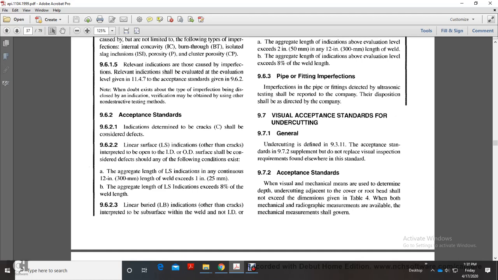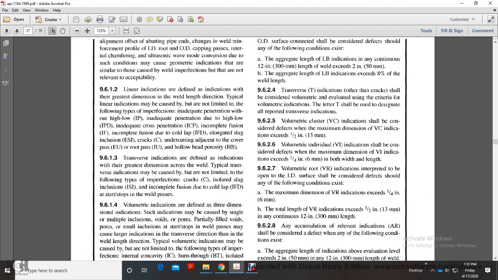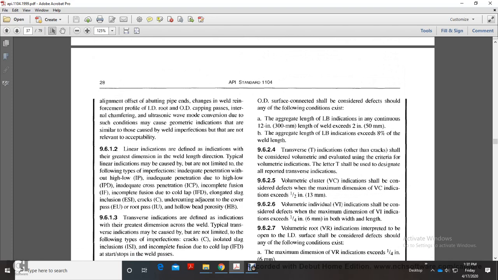Linear surface indications other than cracks, interpreted to be open to the inside or outside diameter surface, shall be considered defects should any of the following conditions exist: the aggregated length of the linear surface indications in any continuous 12-inch length of the weld exceeds 1 inch, or the aggregated length exceeds 8% of the weld length. Linear buried indications other than cracks, interpreted to be subsurface and not connected to the inside or outside diameter surface, shall be considered defects should any of the following conditions exist: the aggregated length of linear buried indications in any continuous 12-inch length of weld exceeds 2 inches, or the aggregated length of linear buried indications exceeds 8% of the weld length.